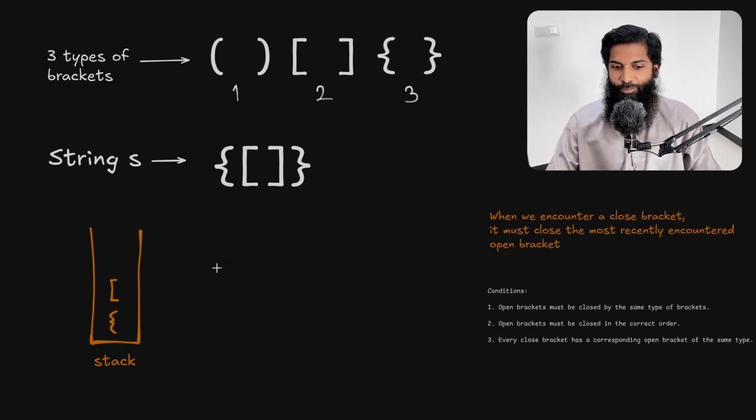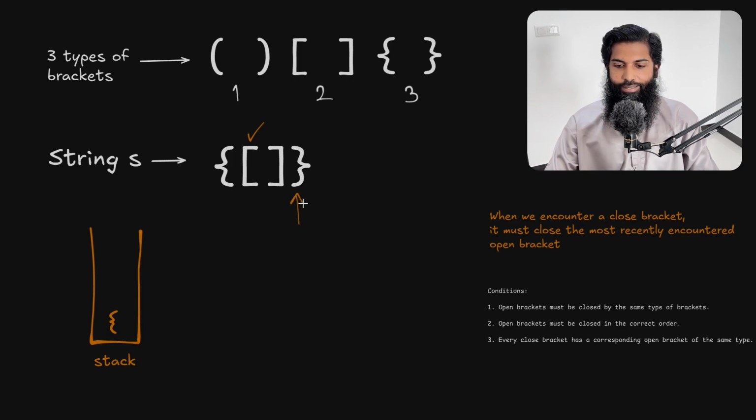And the result will be that the most recently encountered open bracket will be at the top of the stack. So all we need to do then is to check whether the top of the stack is of the same type as the close bracket that we just encountered. In this scenario, yes, they are both of type 2, so we can conclude that this open bracket has been closed in the correct order. When that happens, we pop the top of the stack and continue traversing.